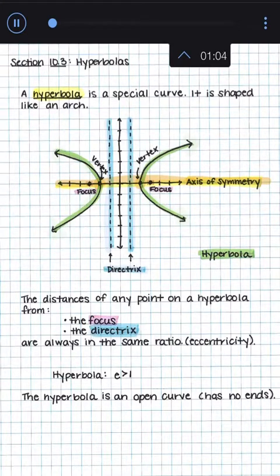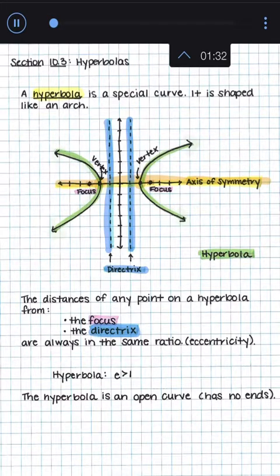And notice we have something new called a directrix. We will talk about that in a little bit. Notice they're dotted lines. They look similar to an asymptote. And we'll talk about eccentricity again. It'll be a little bit different than what we did in the ellipse back in section 10.2, but it'll be a similar idea.